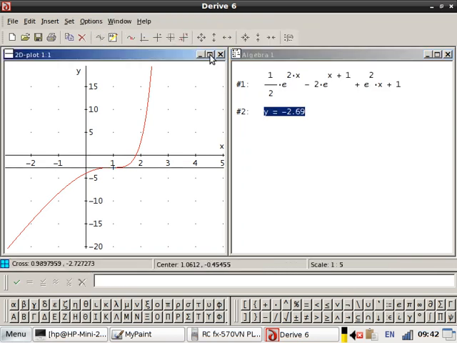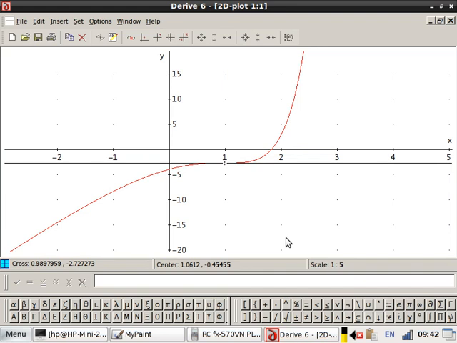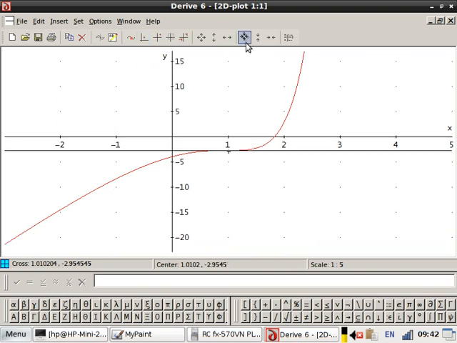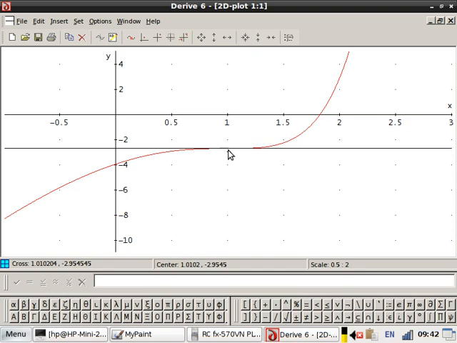Alright, there we go. Can you look up? So I just drew in the tangent line at minus 2.69. So this is the line y equals minus 2.69. So you can see that it is indeed a tangent at the point 1 here. It matches up nicely. Let's zoom in a little bit. Is that a bit clearer?